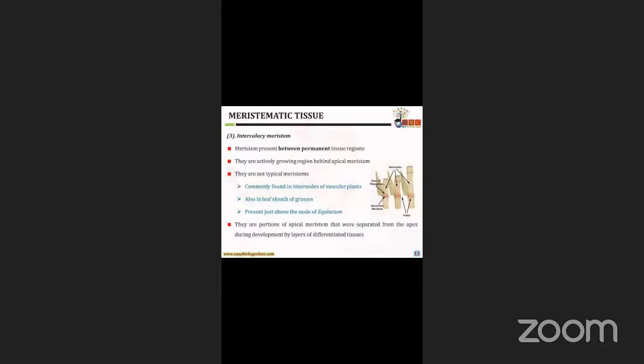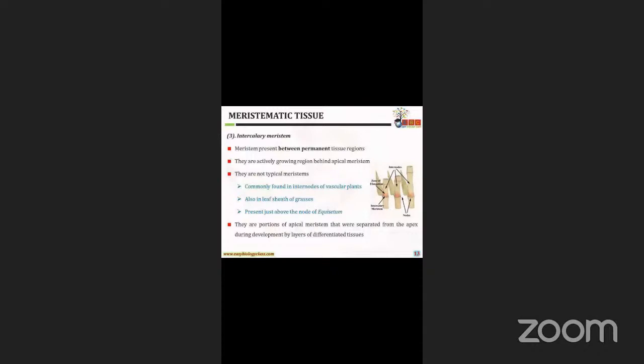Hanstein theory, that is histogen theory. In several angiosperm shoot apices and embryos, the plant body developed from a mass of cells, meaning a group of cells. This theory was proposed by Hanstein.